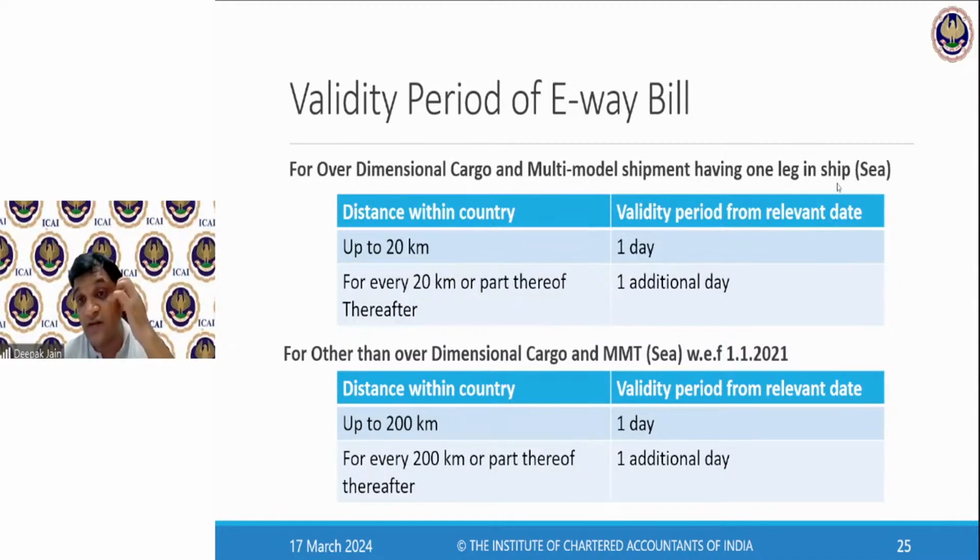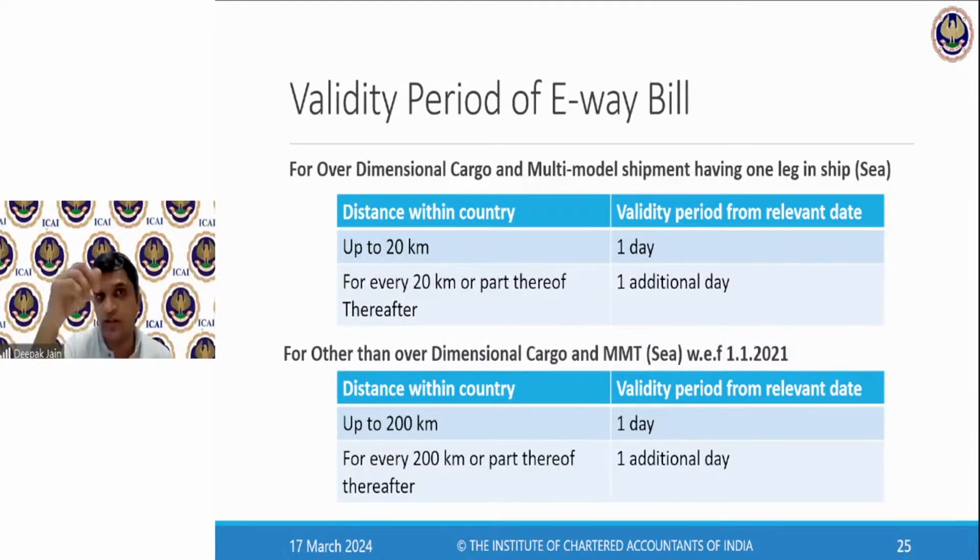And it also has one leg in the ship. Apart from the road, it is involving one leg in the ship. So that is satisfying the condition of multimodal shipment having one leg in the ship. So the validity of the e-waybill will be 1 day for every 20 kilometers. Where it is an over-dimensional cargo, as well as a multimodal shipment with a ship leg, it is 20 kilometers per day. In case of any other shipment, it is 200 kilometers.